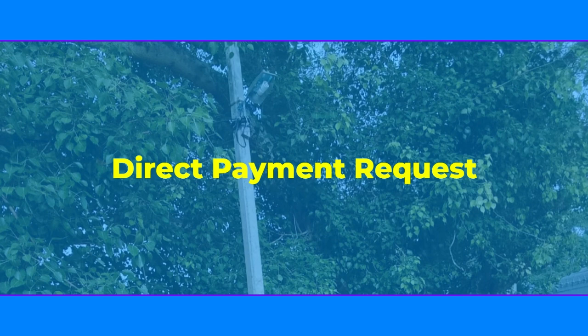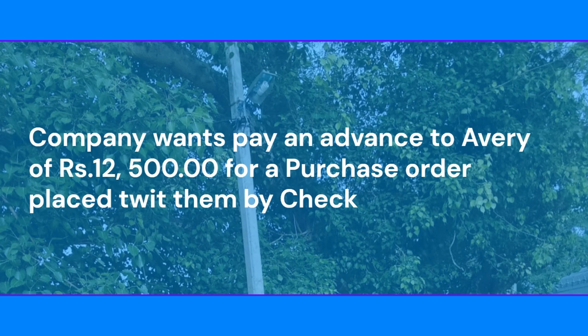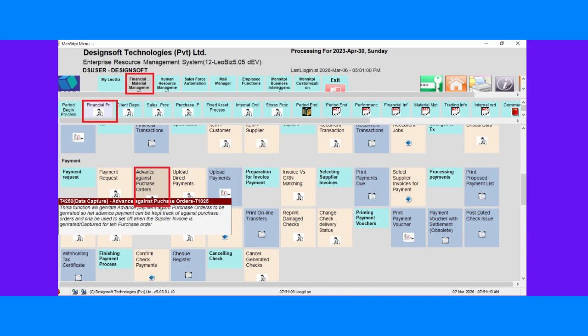Let us first look at payment requests that come up. The company wants to pay an advance to Avery of 12,500 rupees for a purchase order placed with them, by check. If the material management system is implemented, this should be handled within the purchase order process using the function which will ensure that the advance amount does not exceed the approved advance percentage for the purchase order, and when purchase costing is performed and the supplier invoice is raised, this advance is automatically set off against it.